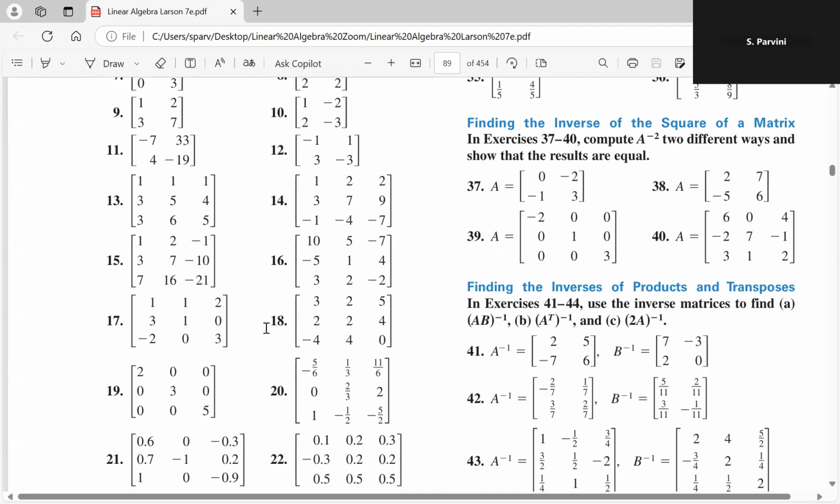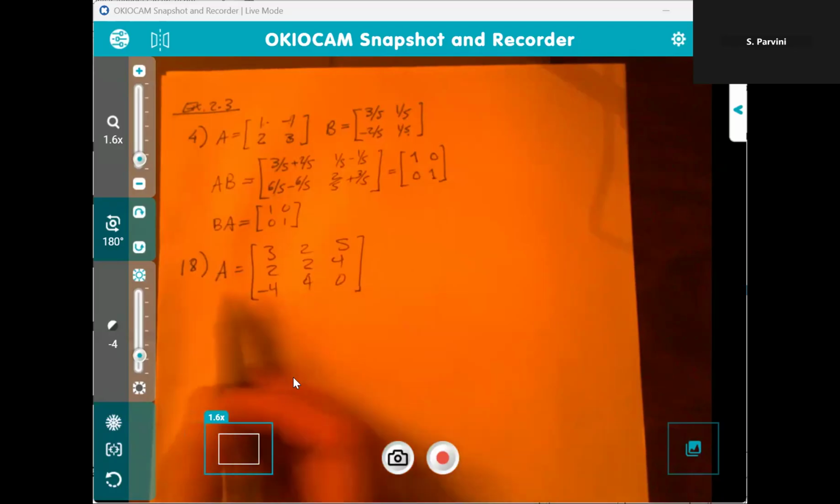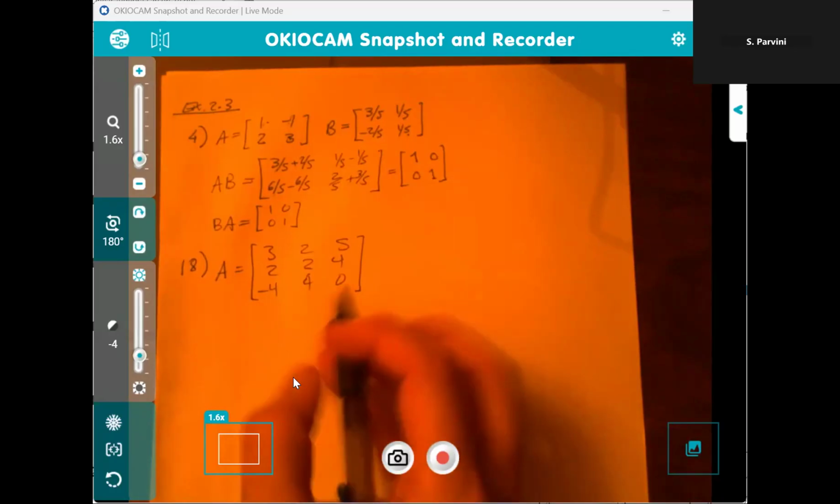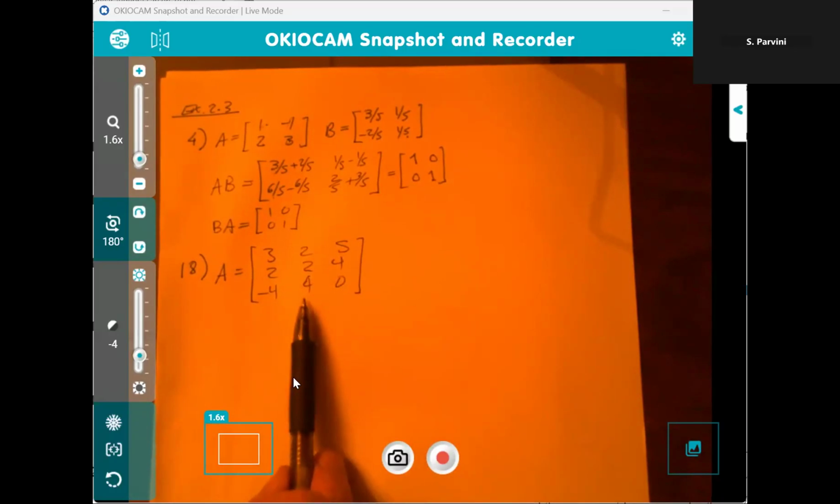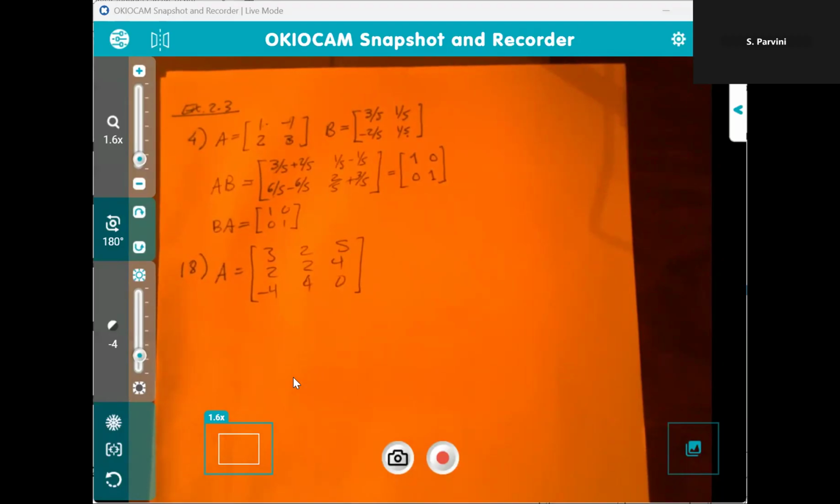So anyone remembers how we said we're going to find the inverse? Let me stop this share, go back to my notepad and show you what I'm doing here. I just wrote number 18 here. How are we going to find the inverse of that? It's not a 2 by 2, so we're not going to be able to use that formula for 2 by 2. For 3 by 3 and higher, if anyone remembers how we're going to do this?